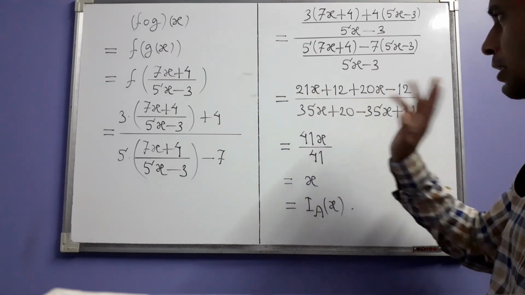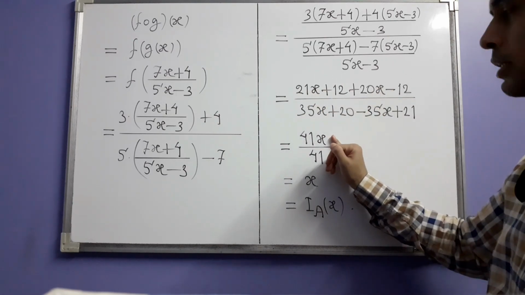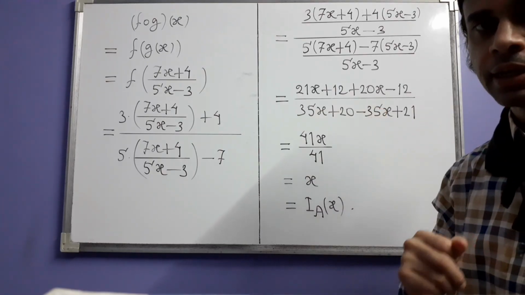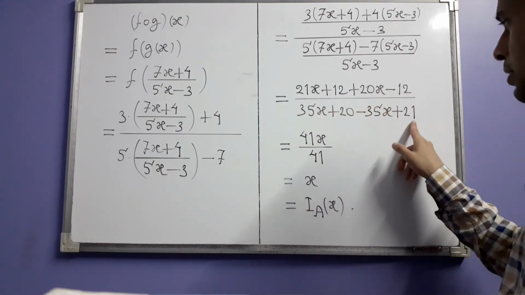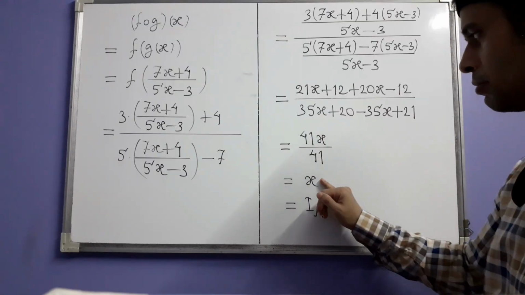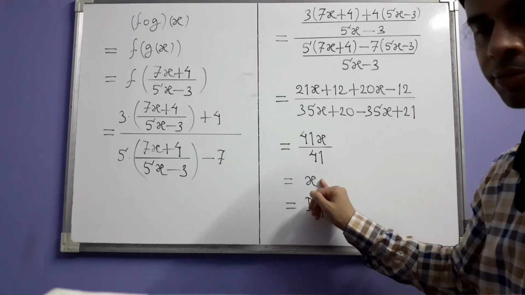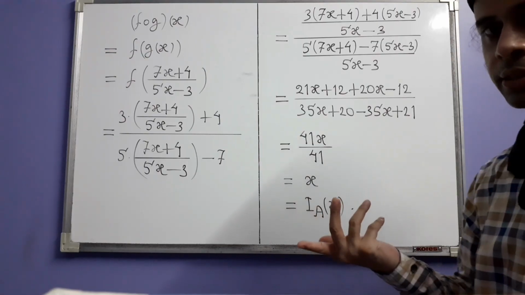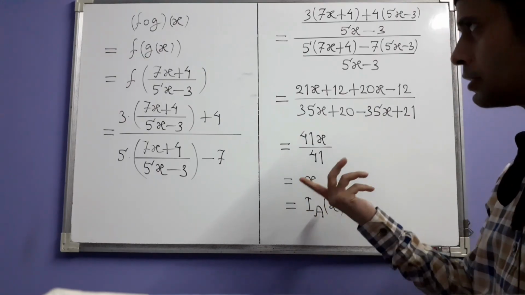And you have 21x plus 20x, which is 41x. In the denominator, 35x and minus 35x cancel out, and you have 20 plus 21, that is 41. So after cancelling these 41s, you are left with x, which however is equal to IA of x, because IA does not change any element of A and x is an element of A.